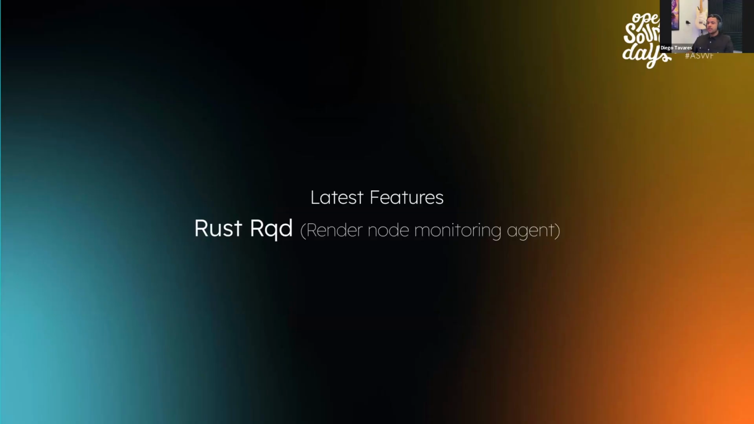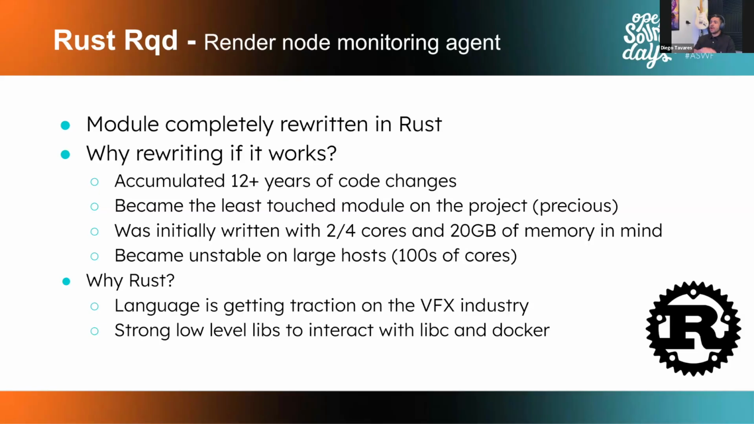All right, Rust RQD. RQD is the monitoring agent that runs on every node of a render farm. This module used to be written in Python, and it has been completely rewritten in Rust. First, why are we writing it if it works?